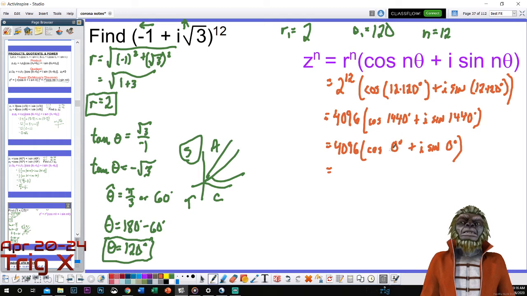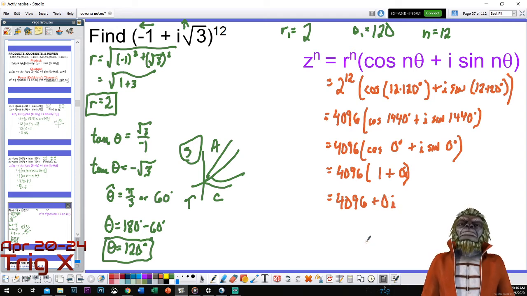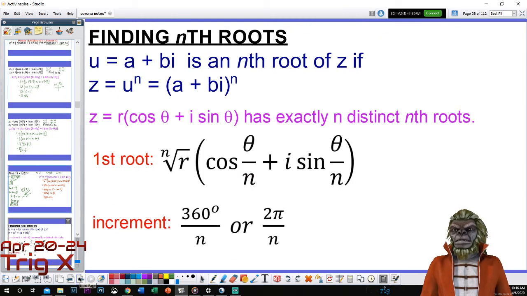Next, since this is a nice pretty number and we know the answer for it, let's go ahead and figure out the answers. What is the cosine of 0 degrees? Hopefully you said 1. The sine of 0 degrees is 0. So I multiply that through, oh, and that's the same as 0i. I multiply that through, so that's 4096. And you could leave it like that, but I like to put in the I just in case. And there you go. So that's De Moivre's theorem.